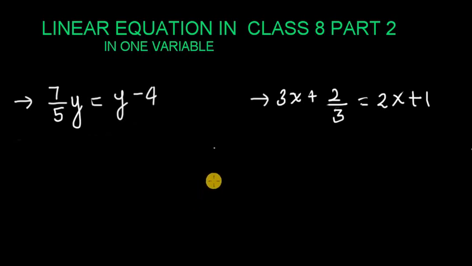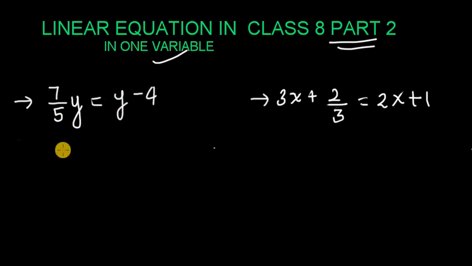Today we are going to talk about linear equation in one variable, and this is the part 2 video. So in this video we will solve some pretty tough linear equation problems. So let's start. So the first problem is that 7y by 5 equals y minus 4.